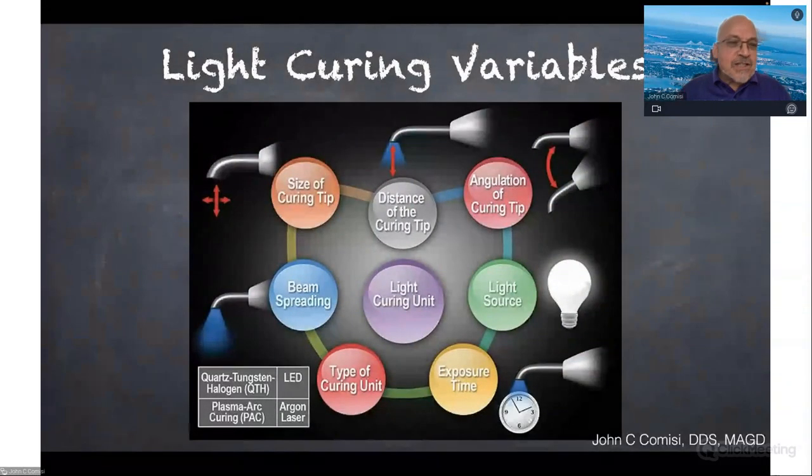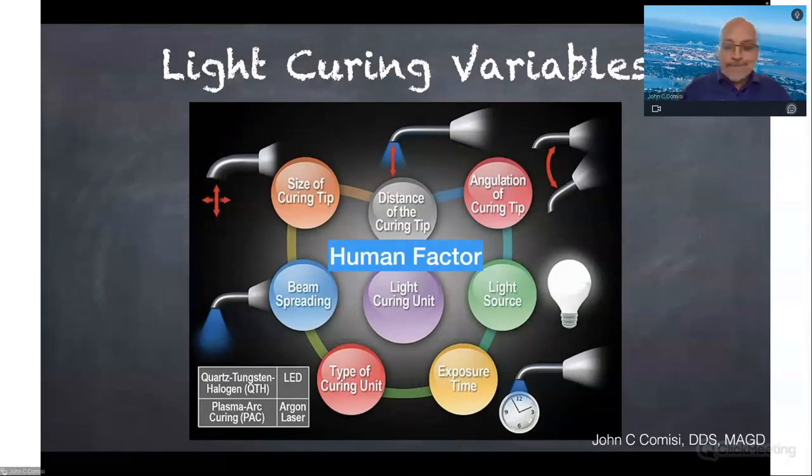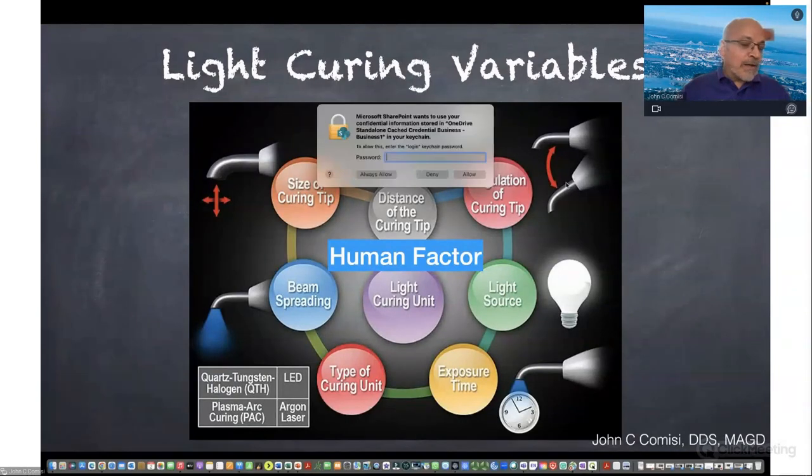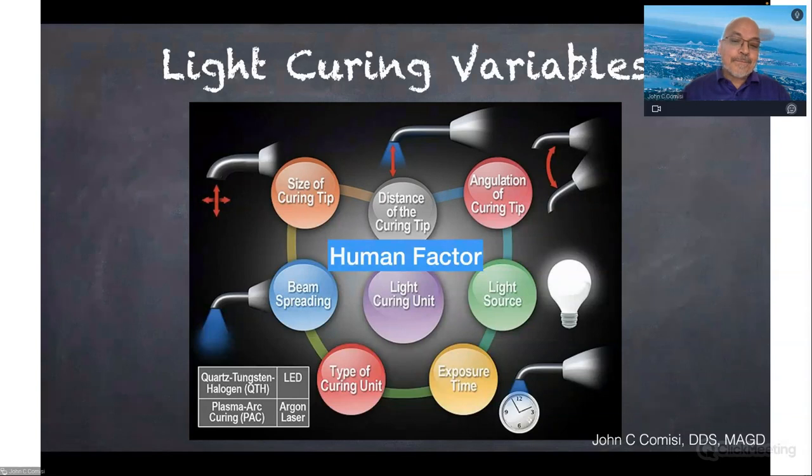And also your lights. If you're not testing your lights regularly, if you're not aiming the beam properly, if one of the LED diodes is out and you don't know about it, the cure for your composite restorations is also going to be problematic. So you do need to look at it. And most important, the human factor: if we're not using shields to protect our eyes when we're clinically curing these items, it does become an issue.